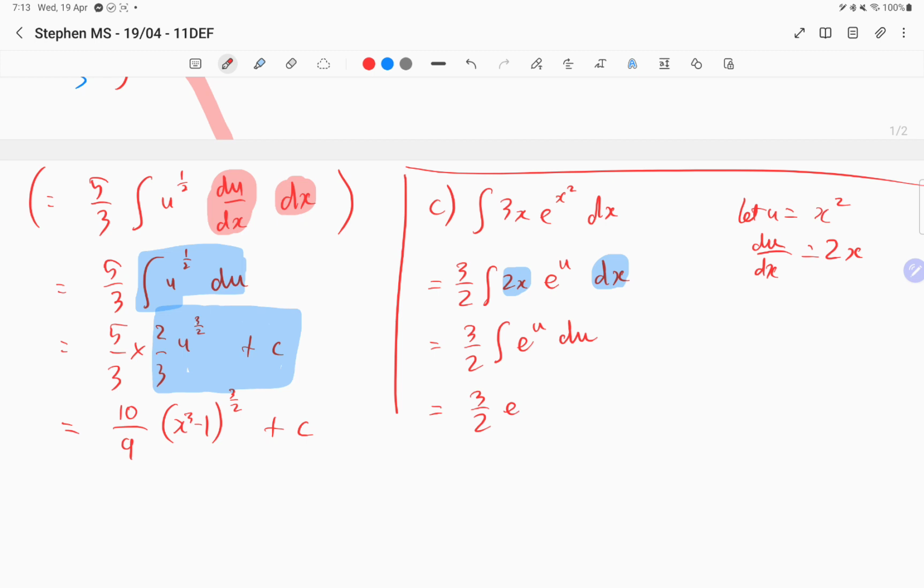So after that, antiderive 3 over 2 e to the power u. The antiderivative is the same, so that's just e to the power u, and that will be e to the power x squared plus c. Wouldn't it be 2x on top? No, x squared, because u is x squared. Oh, okay, cool.